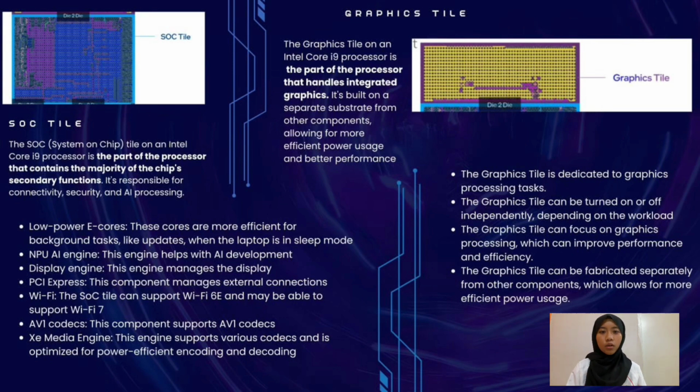Moving on to the next tile, which is the graphic tile. The graphic tile on an Intel Core i9 processor is the part of the processor that handles integrated graphics. It is built on a separate substrate from other components, allowing for more efficient power usage and better performance. The graphic tile is dedicated to graphic processing tasks.